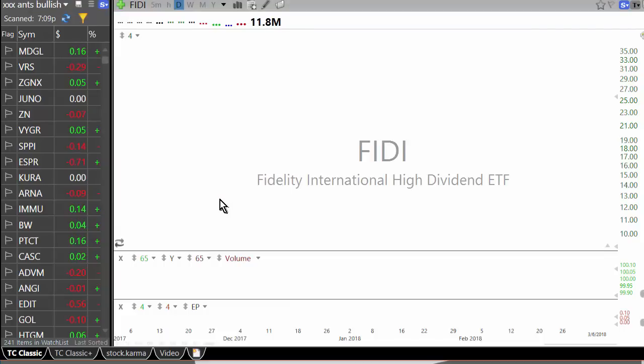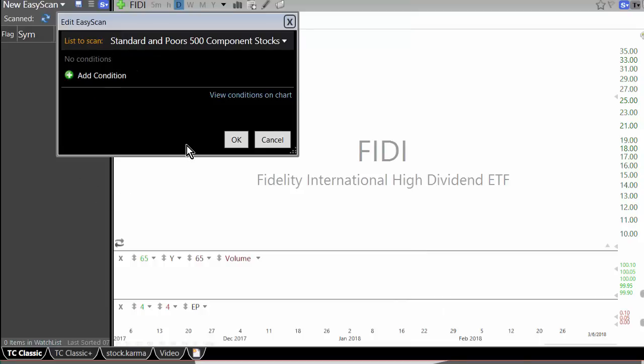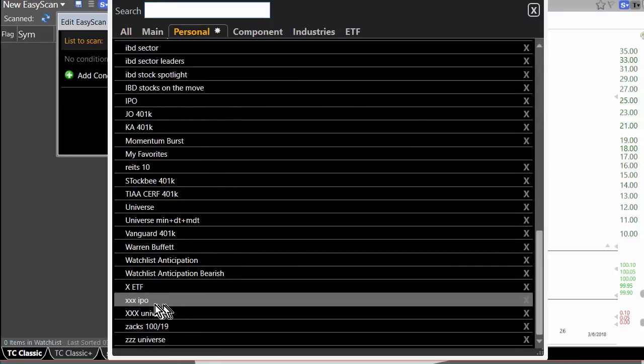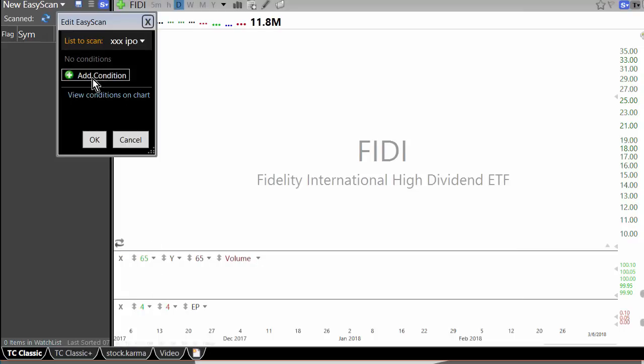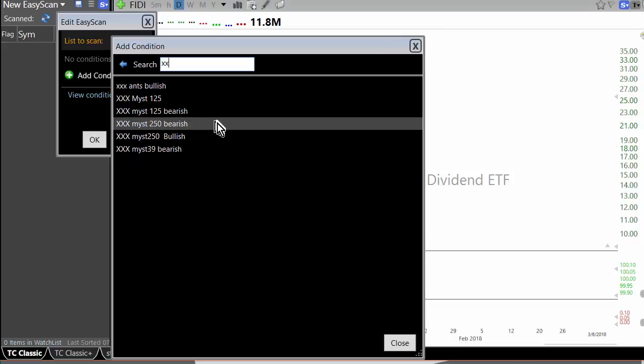What is the next one? Bullish anticipation IPO. So now again we come here. What is the list which you are going to scan this on? Obviously you are going to scan it on IPO, because that's what we are looking at. So you have an IPO watch list now here. So now you add the same conditions to it. What is the condition which you need to add? First condition which you need to add is liquidity. So look for XXX. It doesn't have that condition.